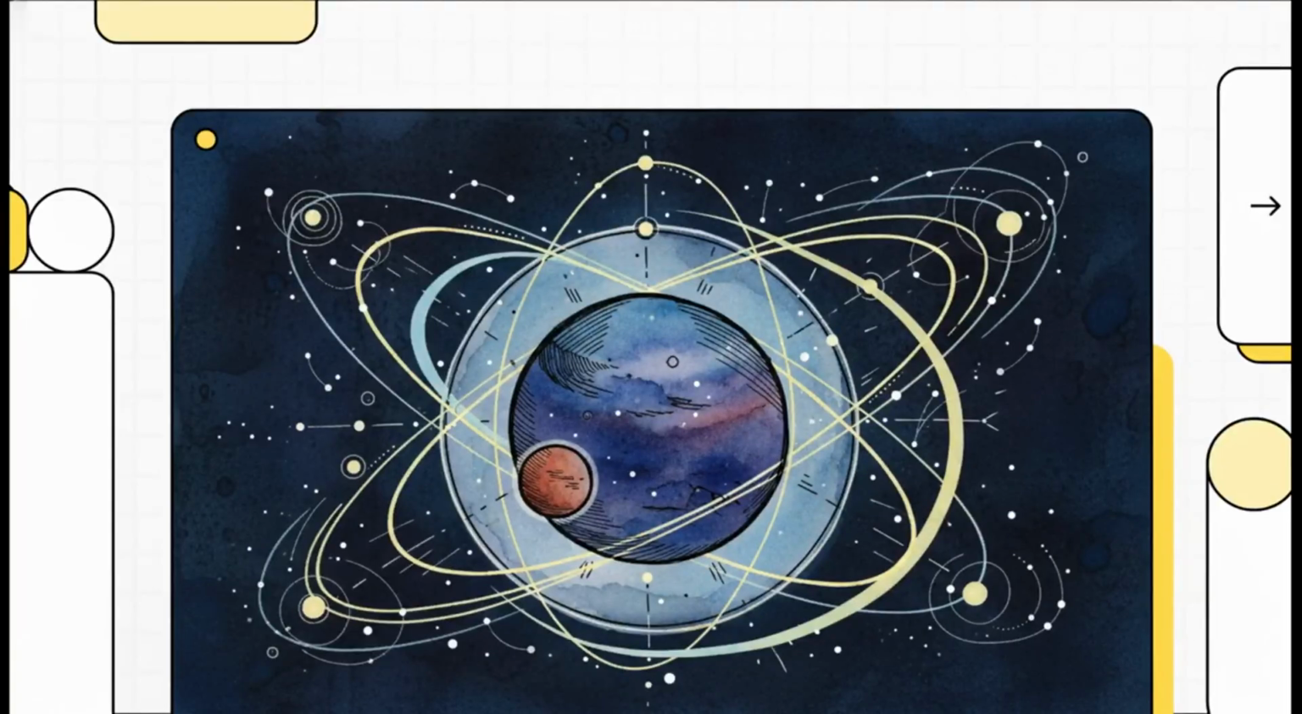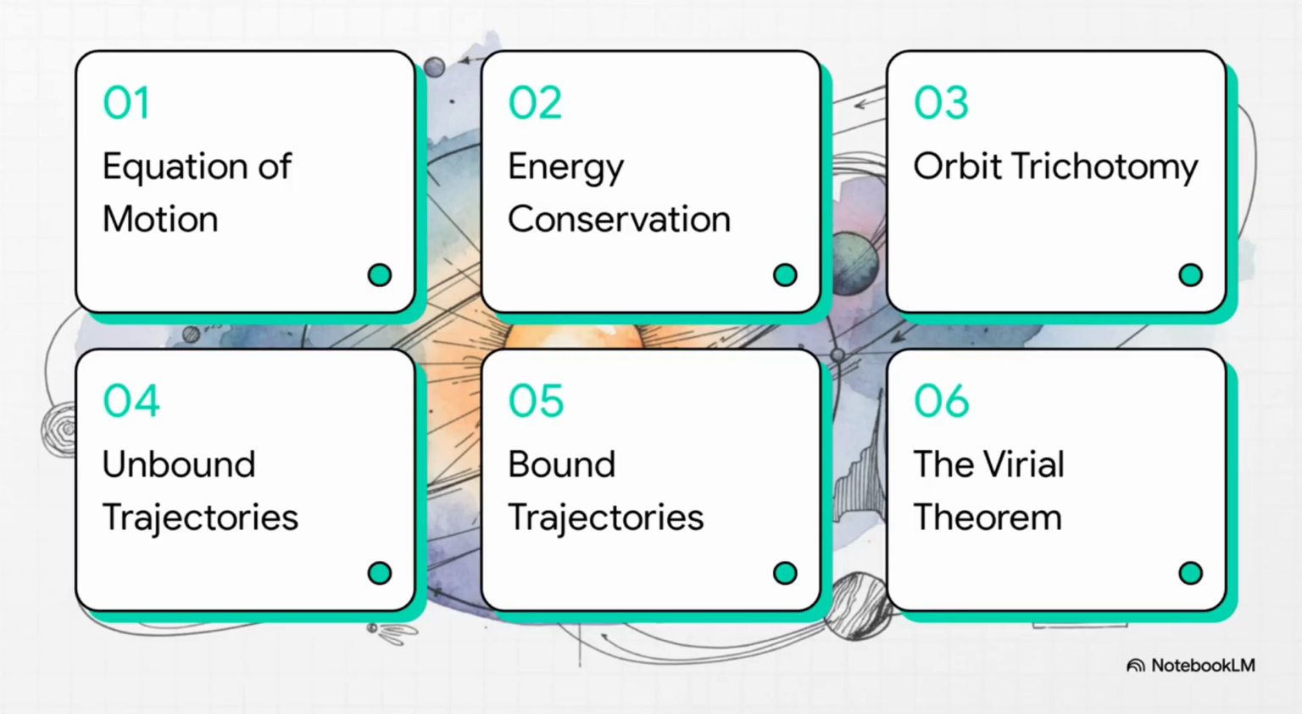All right, welcome. Today, we're going to dive into a truly beautiful and fundamental concept in physics: how a single, conserved quantity, total energy, is the ultimate architect of every orbit. We're going to see how one simple principle dictates the shape, the size, and the ultimate fate of any object moving under gravity. So, here's how we're going to tackle this.